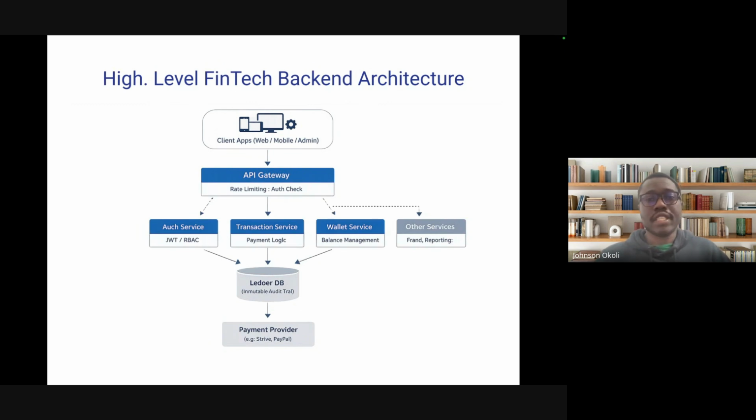Then this is a high-level fintech architecture where you have the client side. You have the device, either a mobile phone, a tablet, or a laptop. And then an API gateway that would serve as an interface between your backend services and the client side, which helps to route the traffic. And then you have the other services, whether the auth service, the transaction service, the wallet service, and other services, and also the database for audit trails and payment providers.